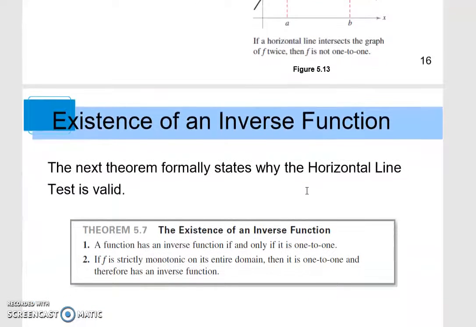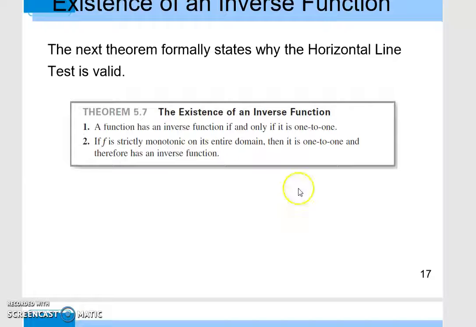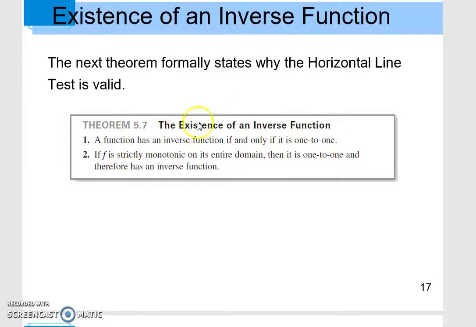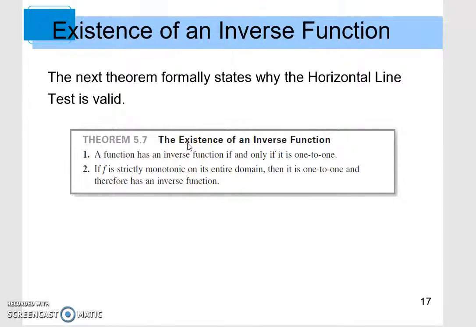And then we get into the theorem. Theorem 5.7, the existence of an inverse function, essentially says a function has an inverse if and only if it is 1-to-1, and if f is strictly monotonic on its entire domain, then it is 1-to-1 and therefore has an inverse function. So these are both different ways to be able to tell. If one holds, the other one should hold as well. But these are two different ways to find out if your function does indeed have an inverse function.